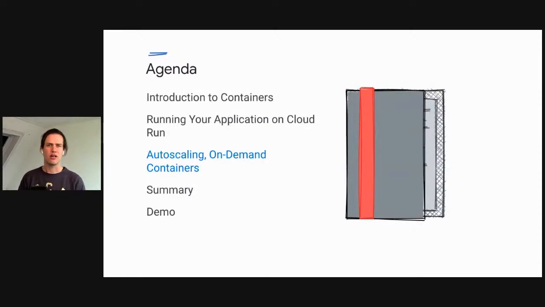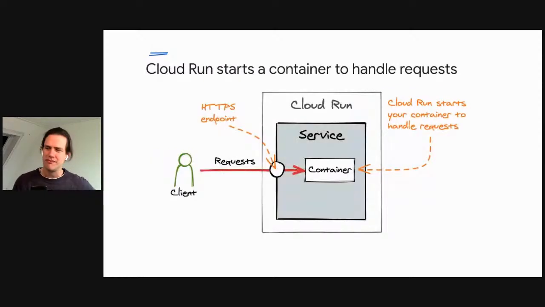Now let's talk about auto-scaling and on-demand containers. What does that even mean? Cloud Run starts your container to handle incoming requests, and multiple requests can be handled by a container at the same time, concurrently. As long as the container is handling requests, Cloud Run will not shut it down, unless something bad happens, like an application crash, right? So most of the time, if you have a service with low load, one container will be running and it will be handling requests for you. It's almost like a server.